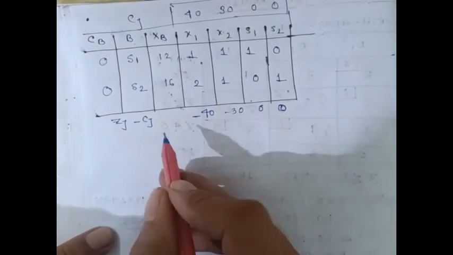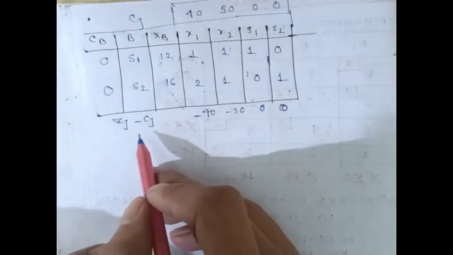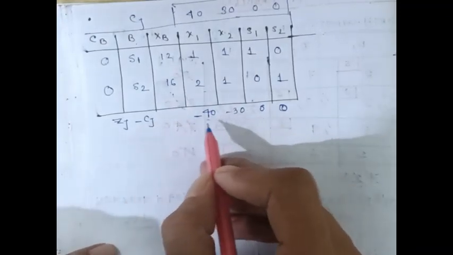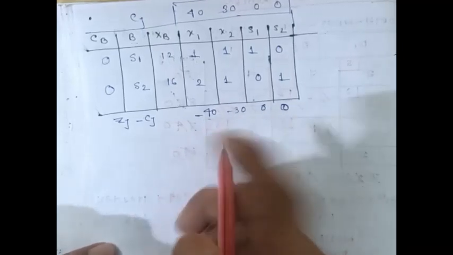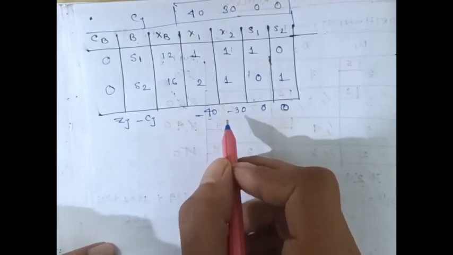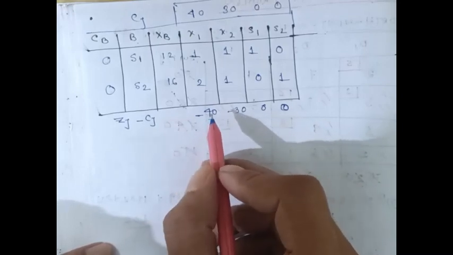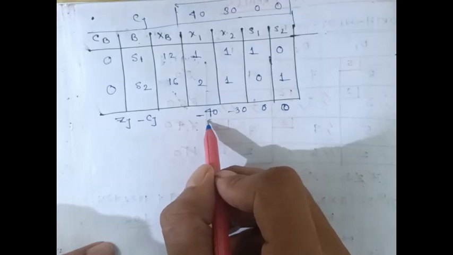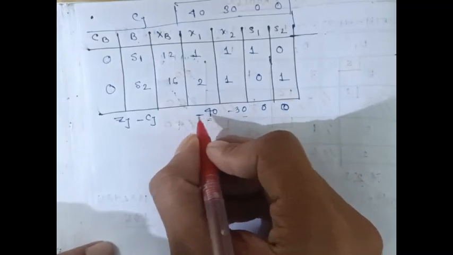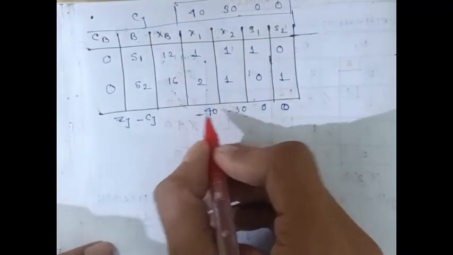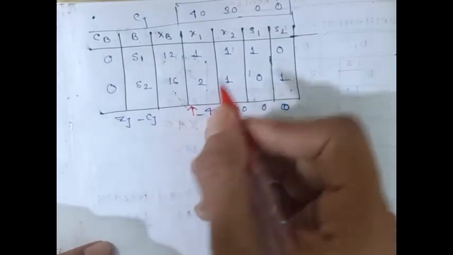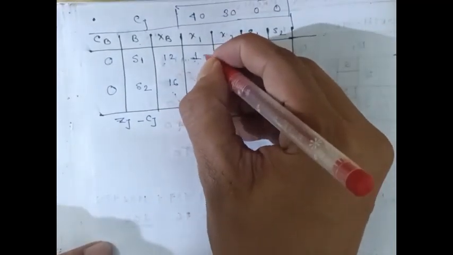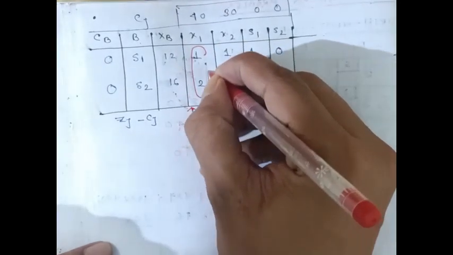The rule is we have to check whether all the values in zj minus cj are greater than or equal to 0 or not. But here we are getting two values which are not greater than 0, minus 40 and minus 30. Now we take the most negative value, which is minus 40. We put an arrow here and take this column. This is our key column.